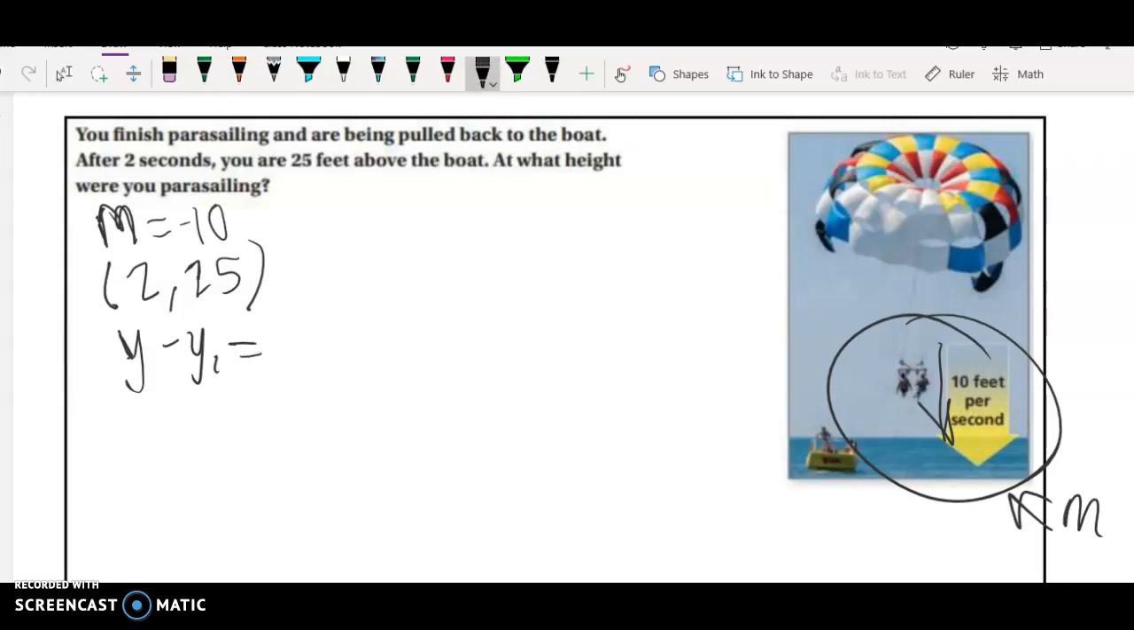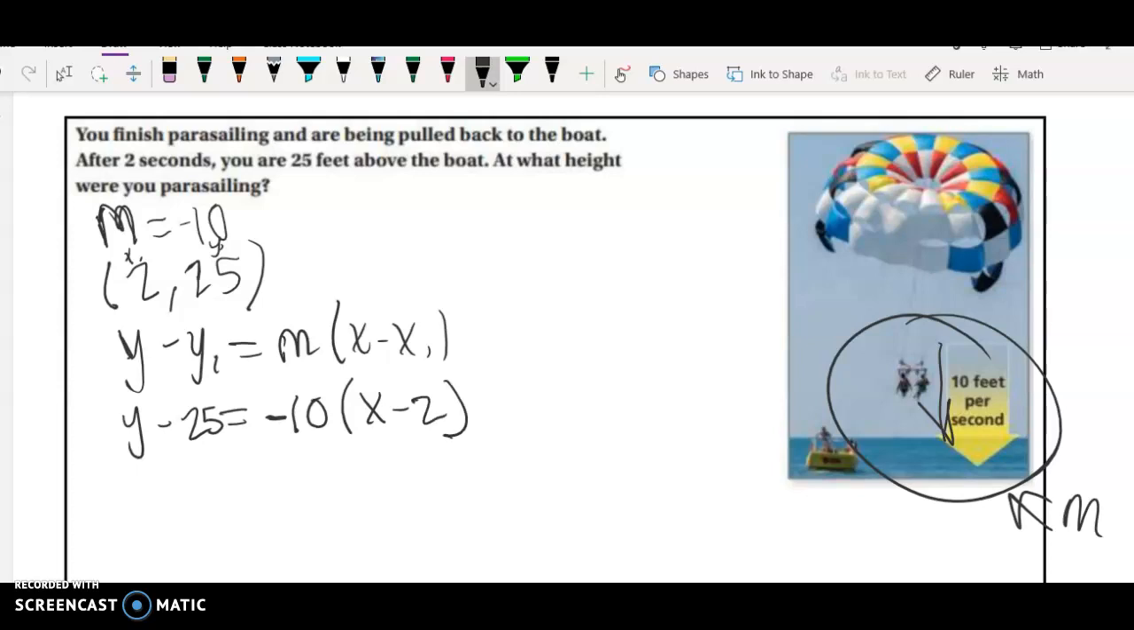Oops, should be an m. And so our x and our y is given to us. And so we're going to plug that in. Oops, you'll see that I've already made my mistake. It's not 2 for my y1, it was 25. And then 2 is my x.